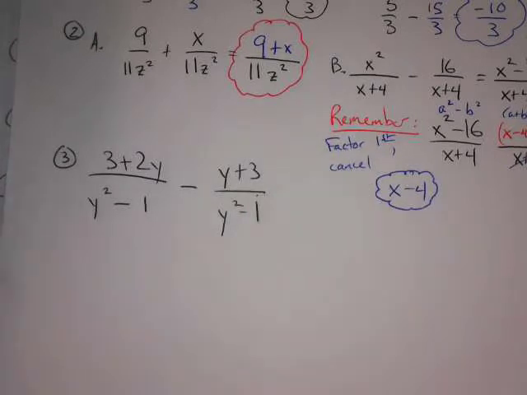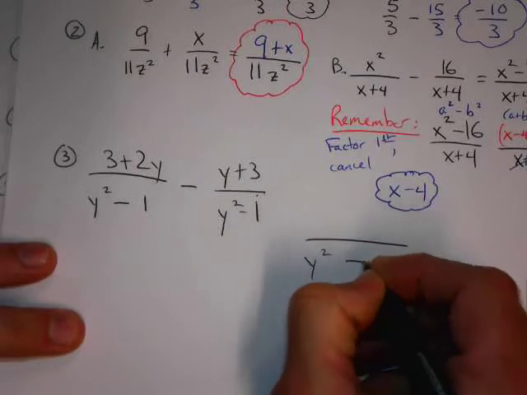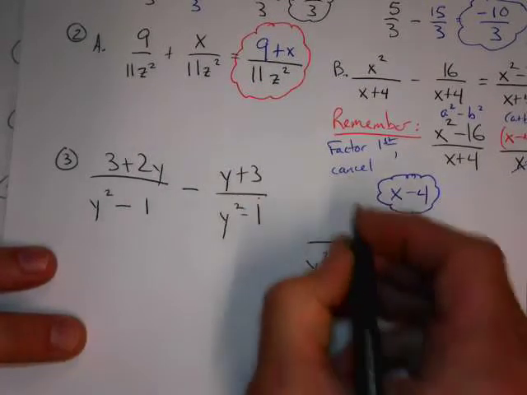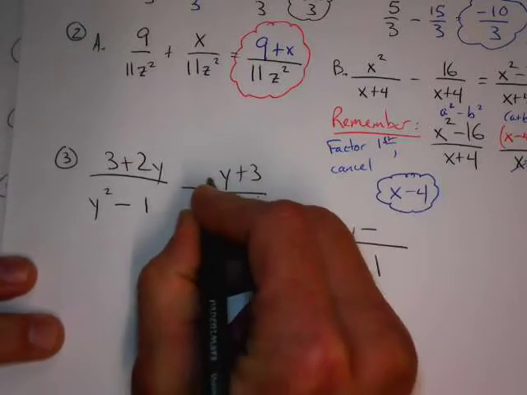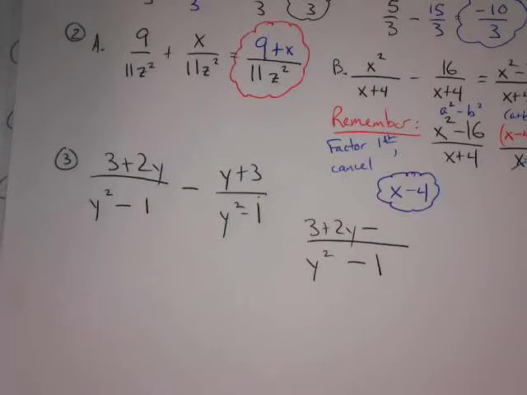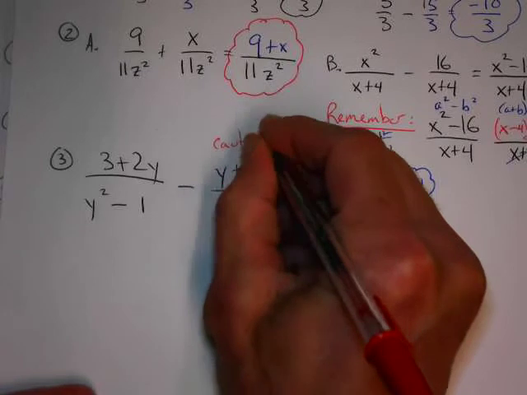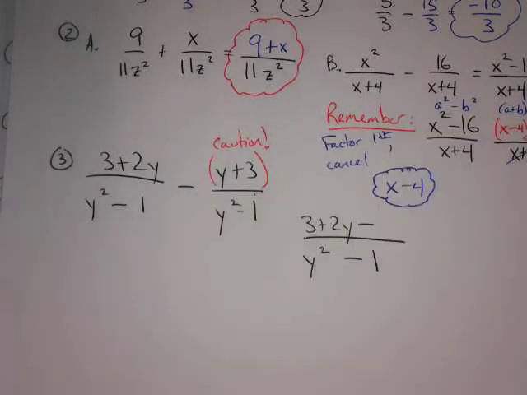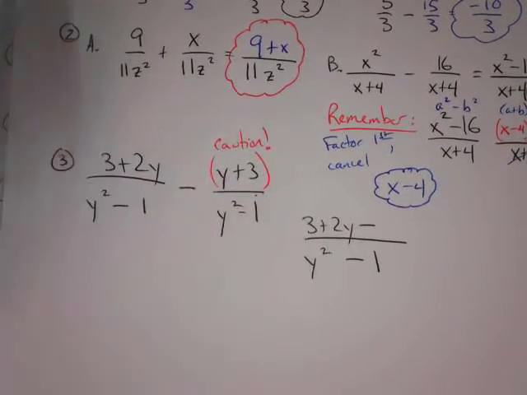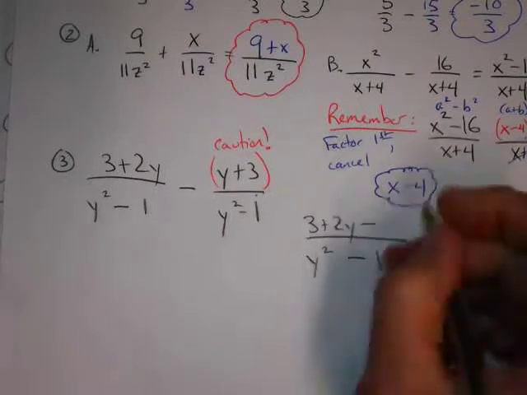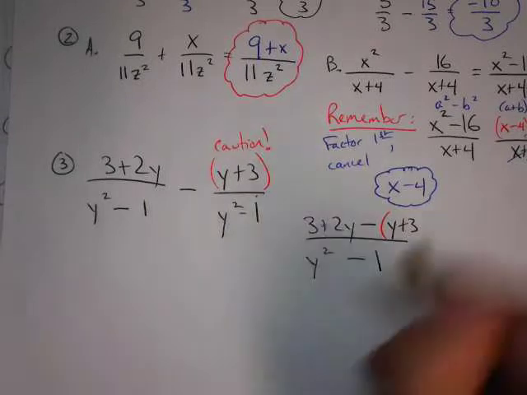So first things first, we're dealing with the same unit of measure. No harm, no foul. We're going to have y squared minus 1. All we have to do is operate the numerators. So we have 3 plus 2y, and then minus this numerator. Here is the trick. Caution! That second numerator is a group. So when we're subtracting that numerator, we have to subtract it as a group. So let's be cautious when we're working with subtraction, okay?